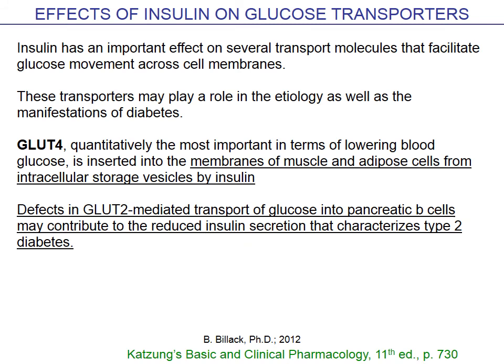In the pancreatic beta cell, we have GLUT2 transporters, and it's been found that defects in GLUT2-mediated transport of glucose into those beta cells may contribute to reduced insulin secretion that we can see in certain types of type 2 diabetes. So I should say that not all people are type 2 because they're insulin resistant. Some of them are insulin deficient. They just don't make enough insulin. Okay, so that's an important point. Not everyone with type 2 is insulin resistant. Some are insulin deficient. How are you going to know? Well, you're going to have your blood work. You're going to know if the patient's not making enough insulin or if they're making too much.